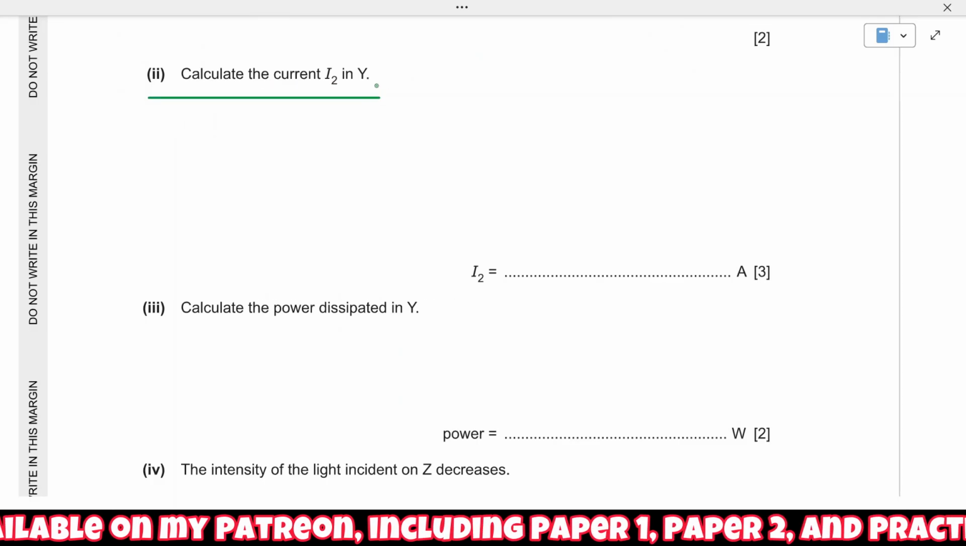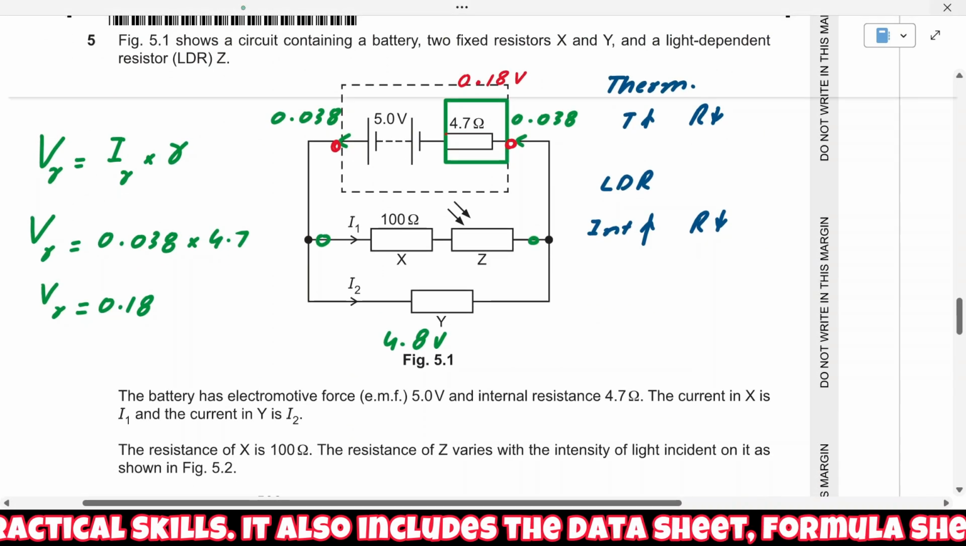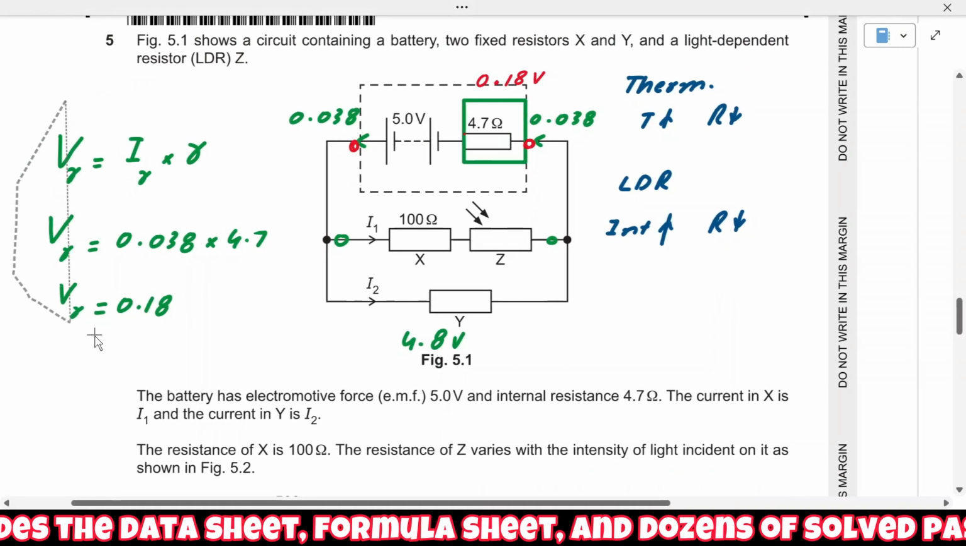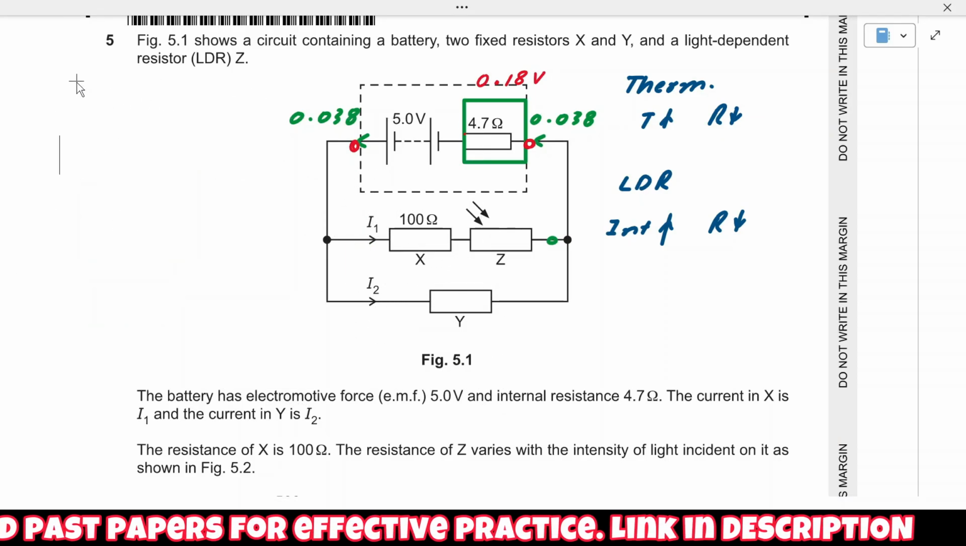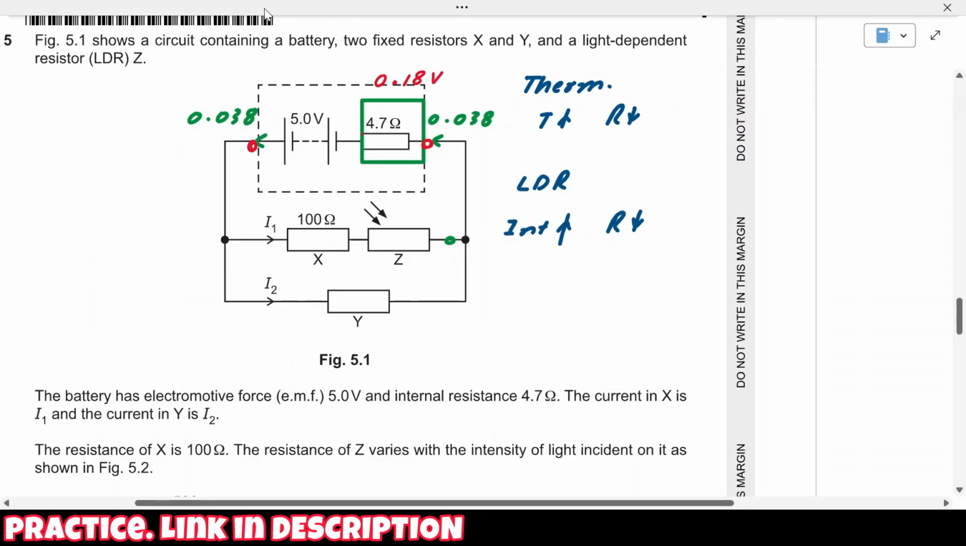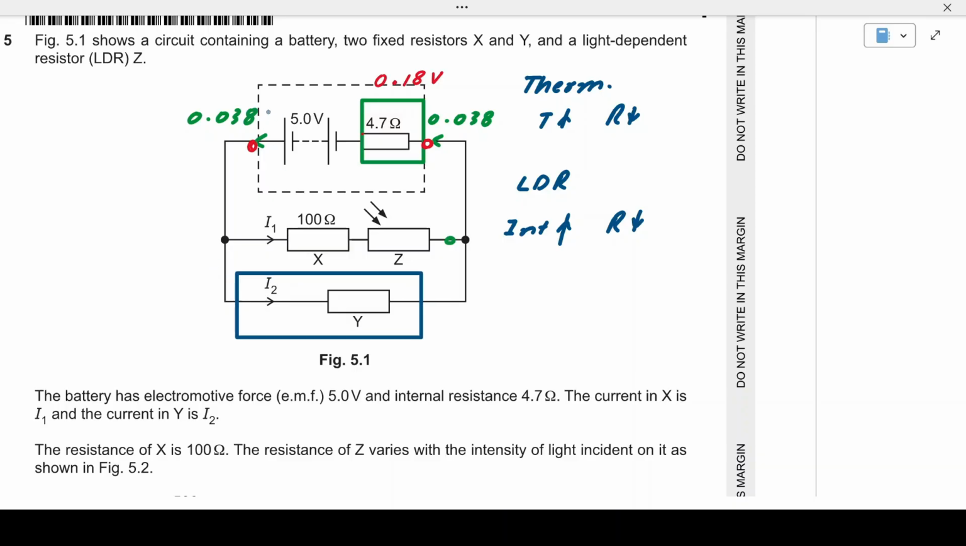Calculate the current I2 in Y. Okay, for 3 marks. So I'll erase these annotations for a moment. We need to find current in Y. Means we need to find the current through this one. So the situation is, out of that 0.038 amperes, part of the current would flow through this one and part of the current would flow through this one. How much of the current flows through Y, that we call I2, we don't know. That needs to be found out.